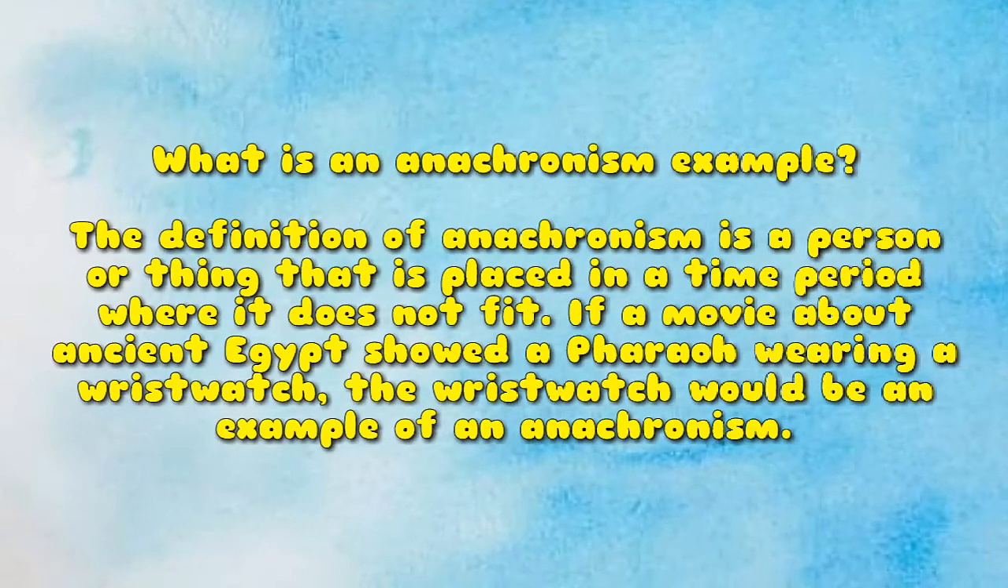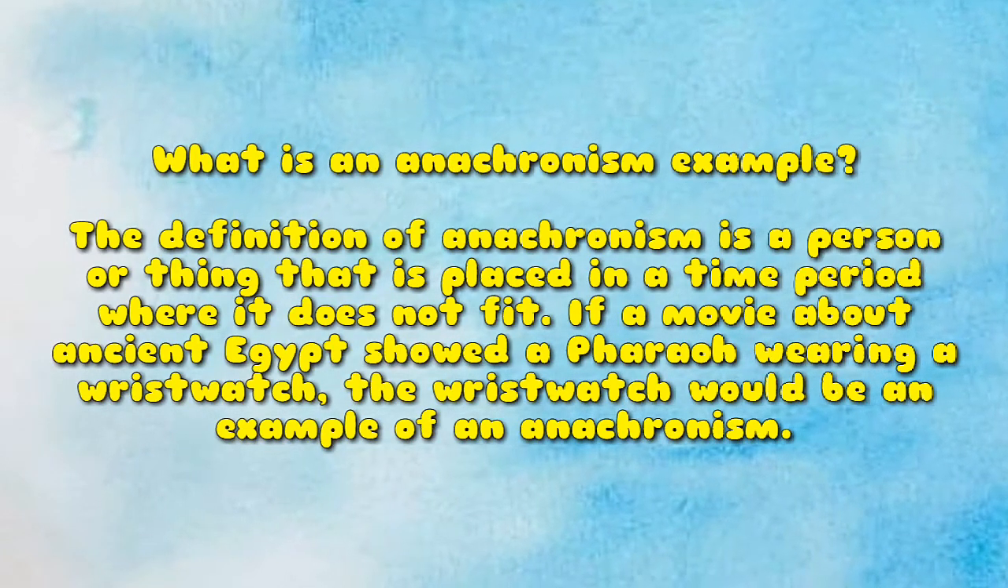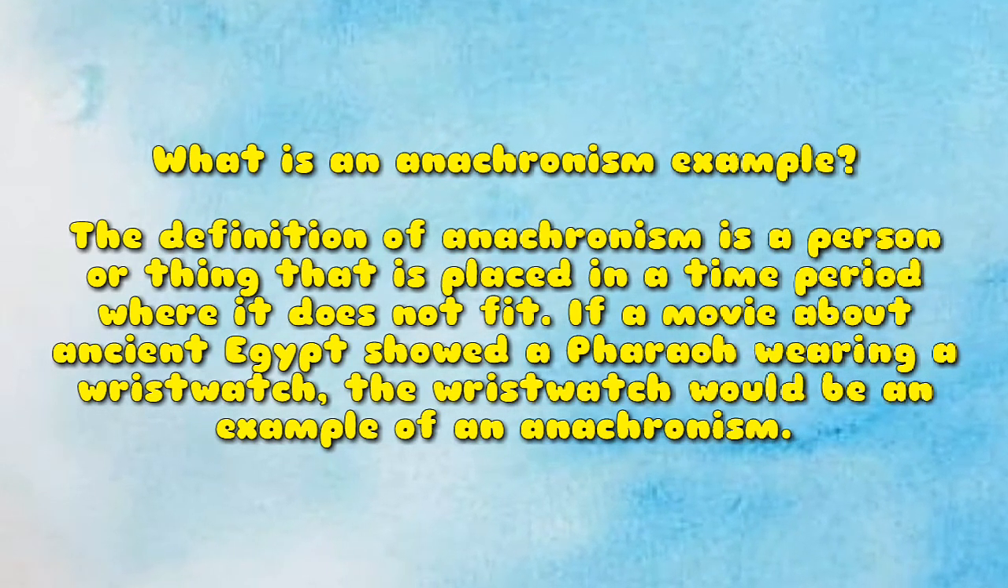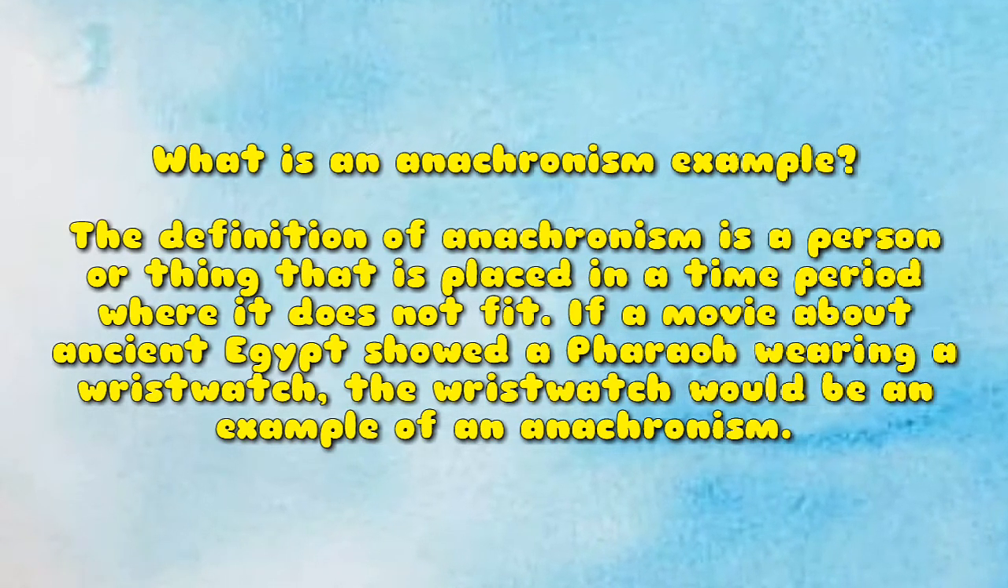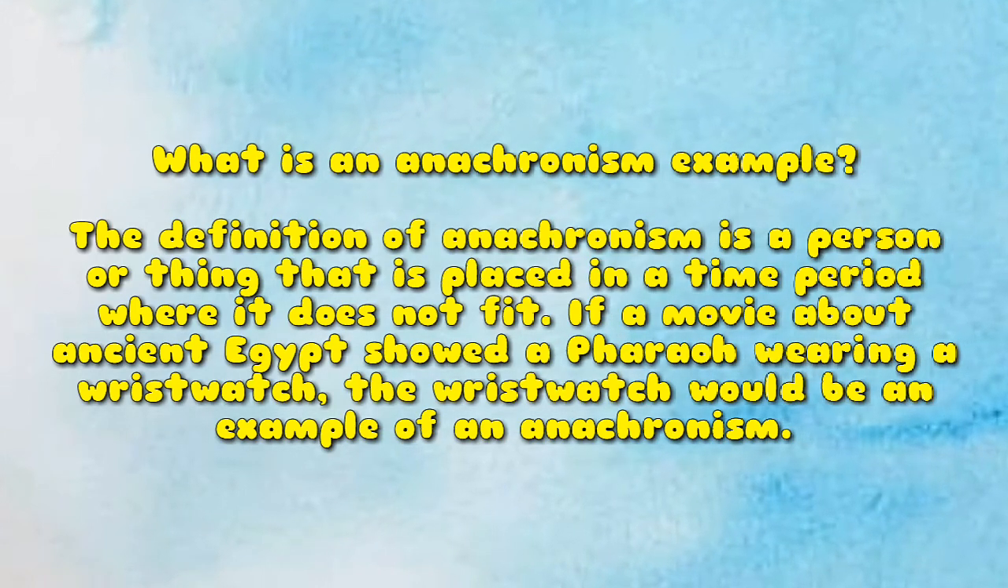What is an anachronism? Example. The definition of anachronism is a person or thing that is placed in a time period where it does not fit. If a movie about ancient Egypt showed a pharaoh wearing a wristwatch, the wristwatch would be an example of an anachronism.